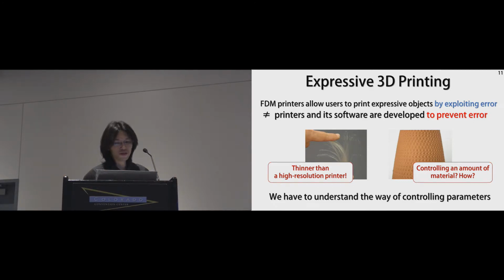These printing techniques allow users to print expressive and unique objects. Moreover, the printed structure with error becomes more accurate than a high-resolution 3D printer. In contrast, almost all 3D printers and their software are developed to prevent printing error. They try to compete with expensive printers in terms of accuracy. We believe these techniques are also an advantage of FDM. To utilize the techniques, we have to understand the technique itself and the way of controlling the parameter.